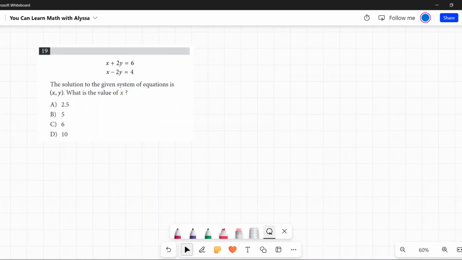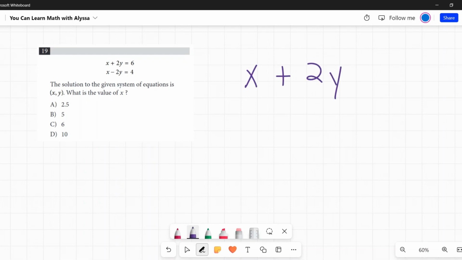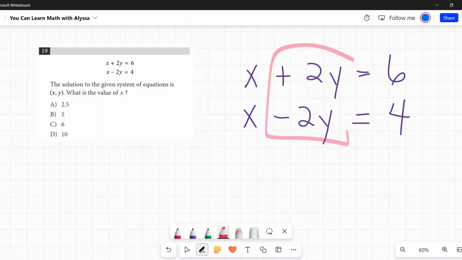Number 19. x plus 2y equals 6 and x minus 2y equals 4. The solution to the given system of equations is x and y. What is the value of x? Anytime we have a system of equations, the most common ways to solve it would be substitution, elimination, and graphing. I see that these two are already set up to cancel out if I add these equations together. So elimination is going to be my best bet.